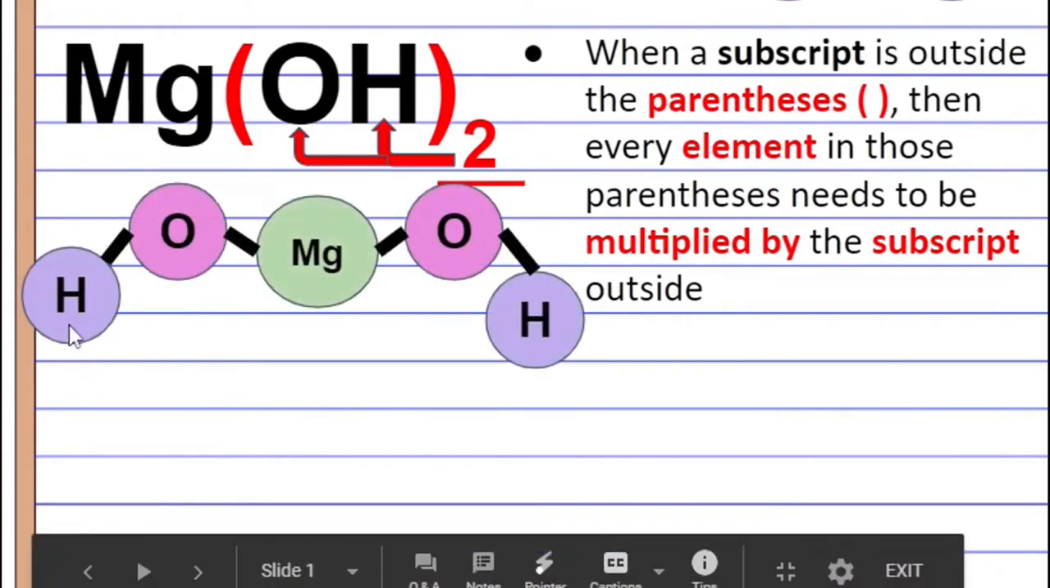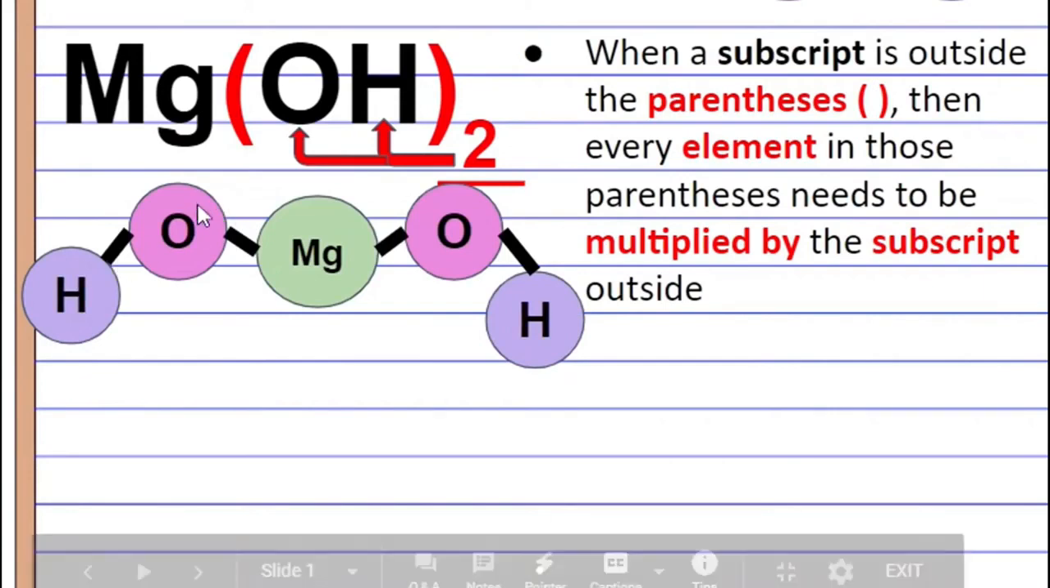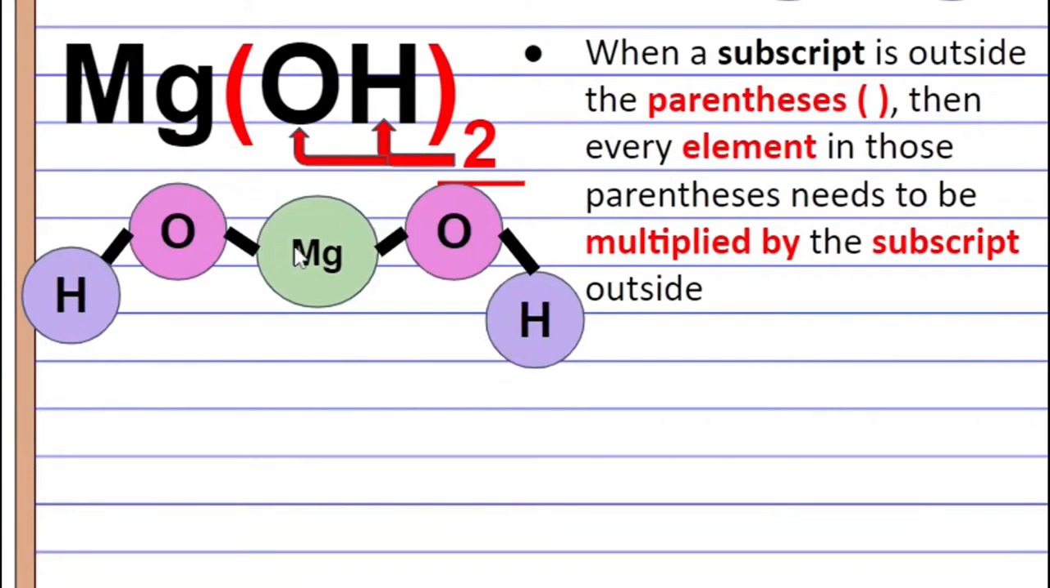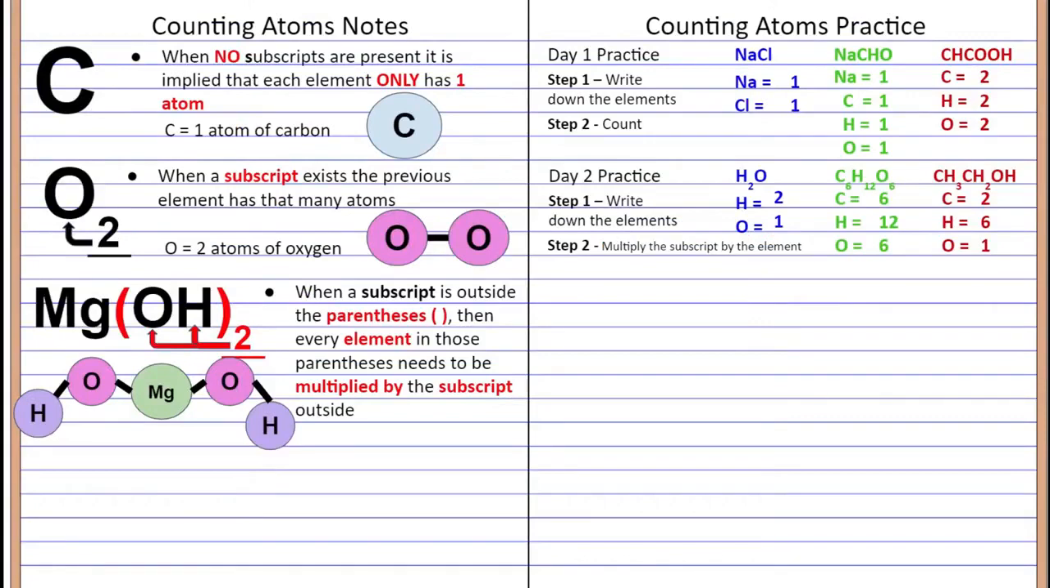So it will look like this: 2 oxygen and 2 hydrogens on each side of magnesium. So even though we only have 3 elements here, we actually have 5 atoms: 2 hydrogen, 2 oxygen, and 1 magnesium. Let's move on to our practice.